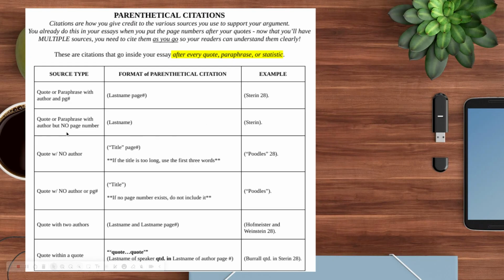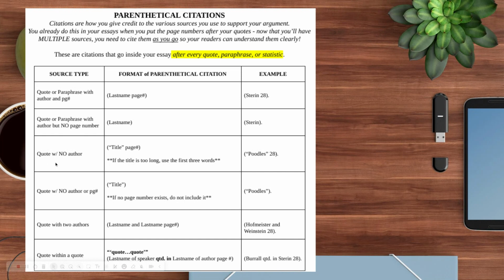Sometimes you'll come across information that doesn't have a page number. Maybe you're working from a website, etc. In that case, if you have the information, you just give the author's last name, like this one, right? Sterin. No page number, no nothing at all, just like that.